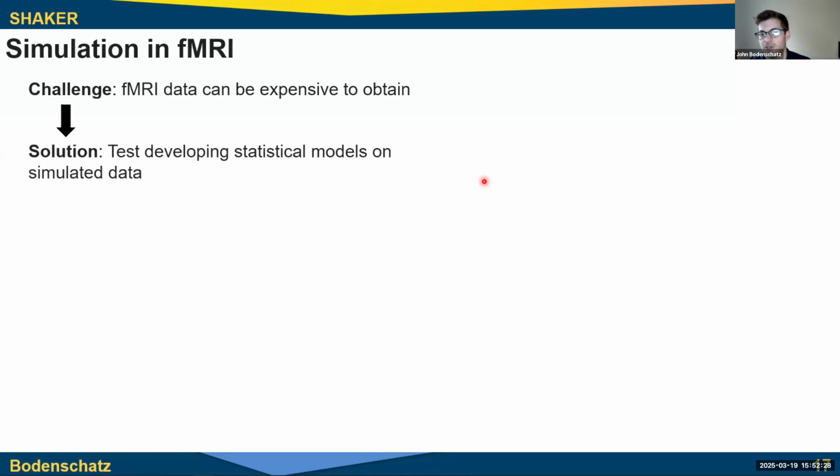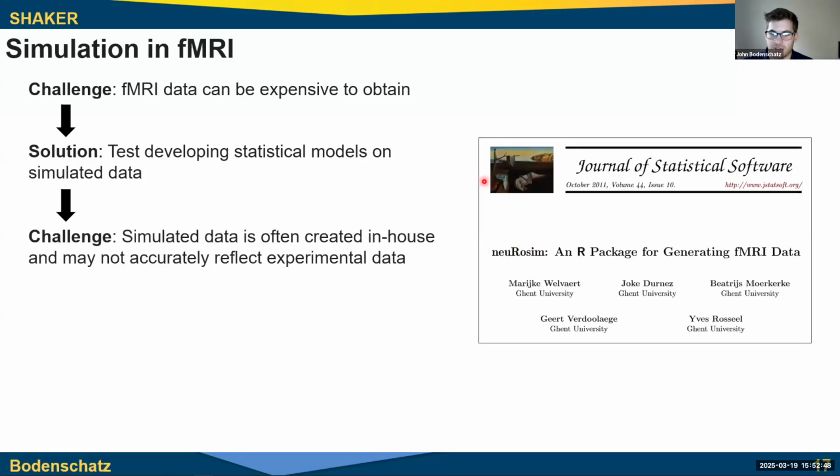So the solution to this is to test your developing models on simulated data. It's not unique to fMRI. That's a very popular thing, of course. You simulate data, you test your model, you develop it there, you get some experimental data, and then you validate your model on that, and then hopefully everything checks out. The challenge that comes with simulated data is that, especially for fMRI, it's often created in-house, so a lot of different people are doing a lot of different things, and it might not accurately reflect the data that truly comes off a machine.